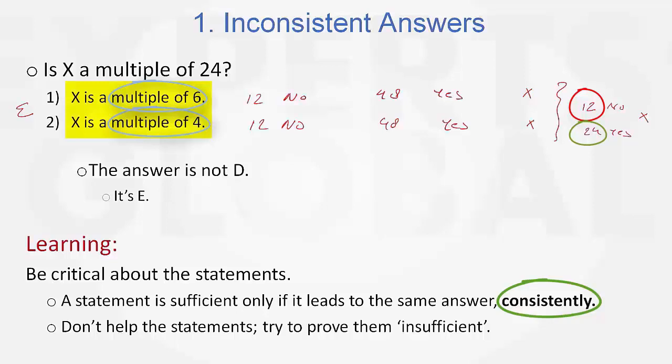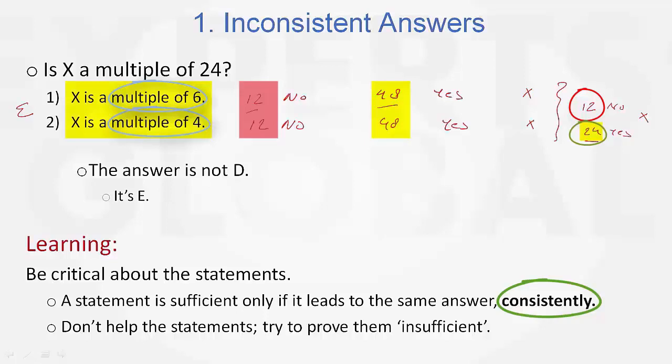The mistake that students commit when they are new to data sufficiency is that they take examples which lead to yes as an answer. So they would take examples such as 48 and 24. They won't take examples such as 12, 6, or 4, which can lead to a no as well. So please do not help the statements in being sufficient.